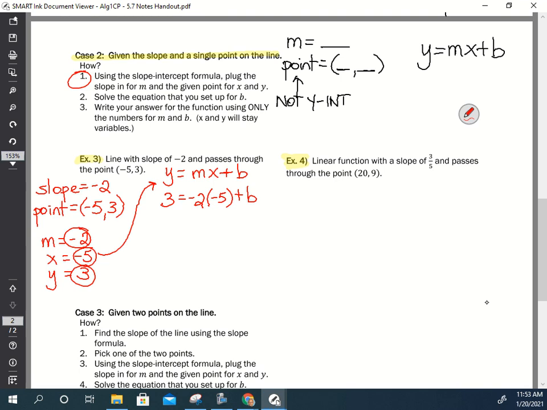Any questions so far? If you don't understand something, you have to ask. I can't read your mind, otherwise I would have won the Mega Millions last night.